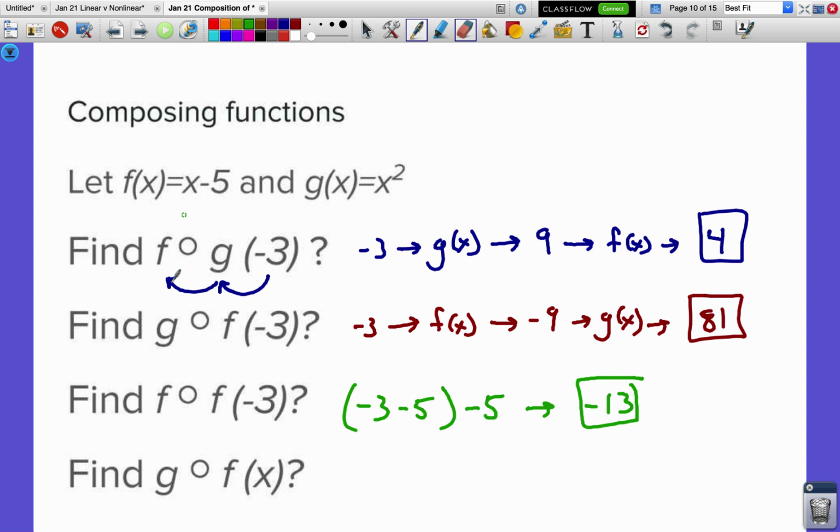All right, and g of f of x, now we just have the variable there, so we're going to take an expression for f of x, x minus 5, plug it in for g, which squares the input, so we'll put a little squared there, and this becomes x squared minus 10x plus 25 if it's all the way simplified.